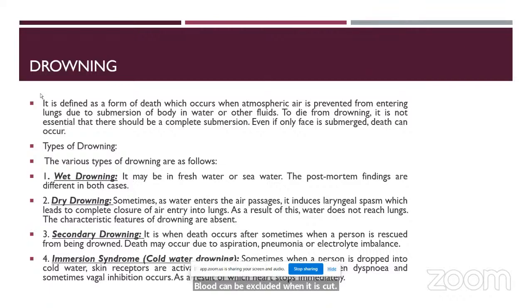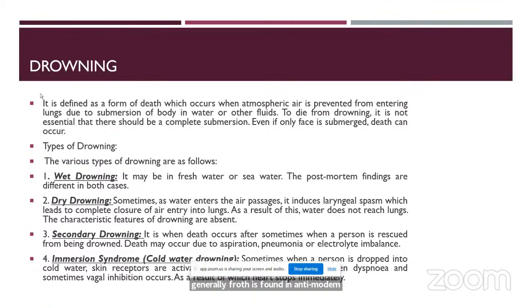Fine froth may be seen in trachea as well as in bronchi. So this was about certain external and internal findings. Now when we talk about the post-mortem and ante-mortem features of drowning, we talk about froth. Generally, froth is found in ante-mortem drowning cases.